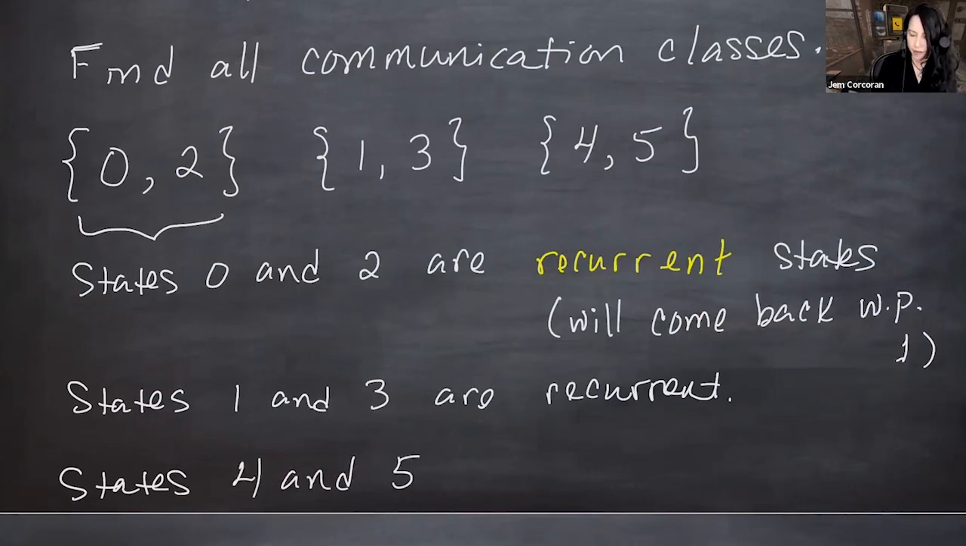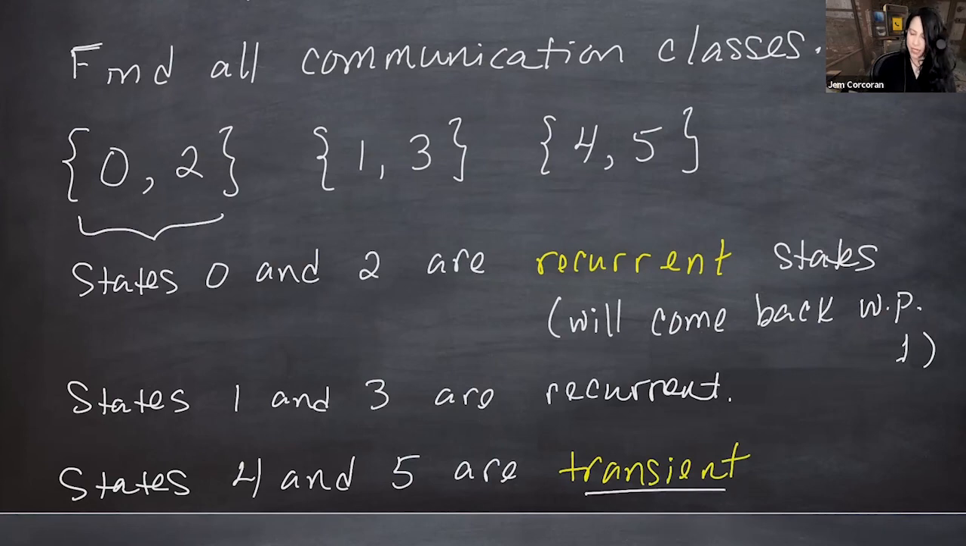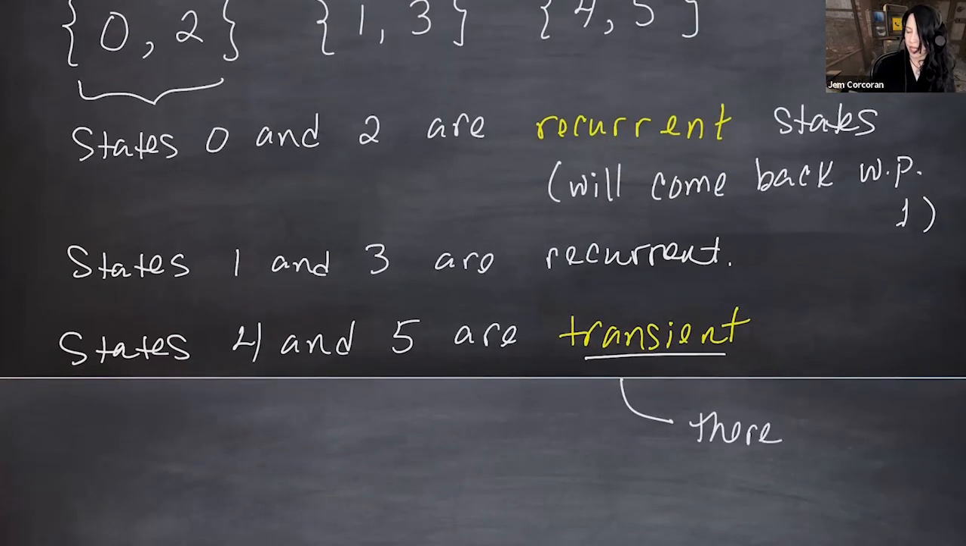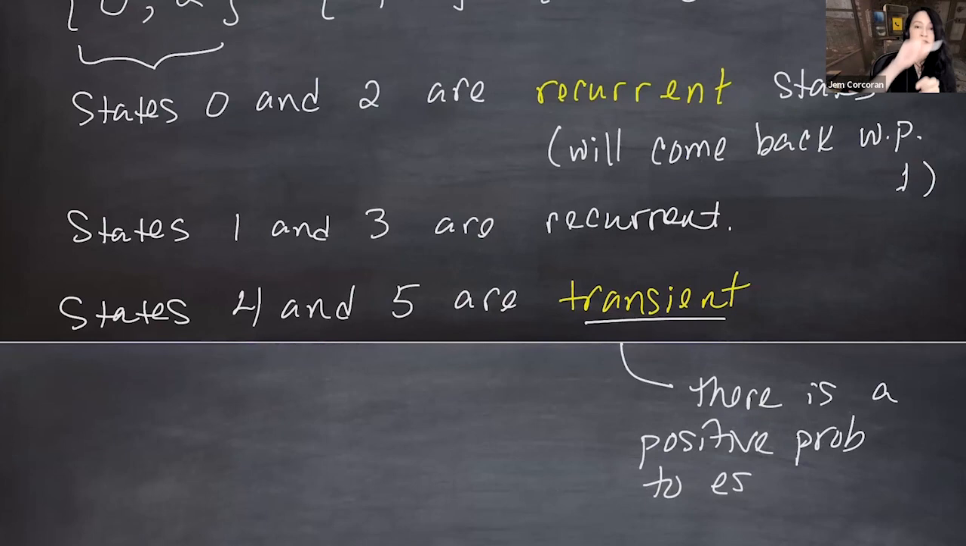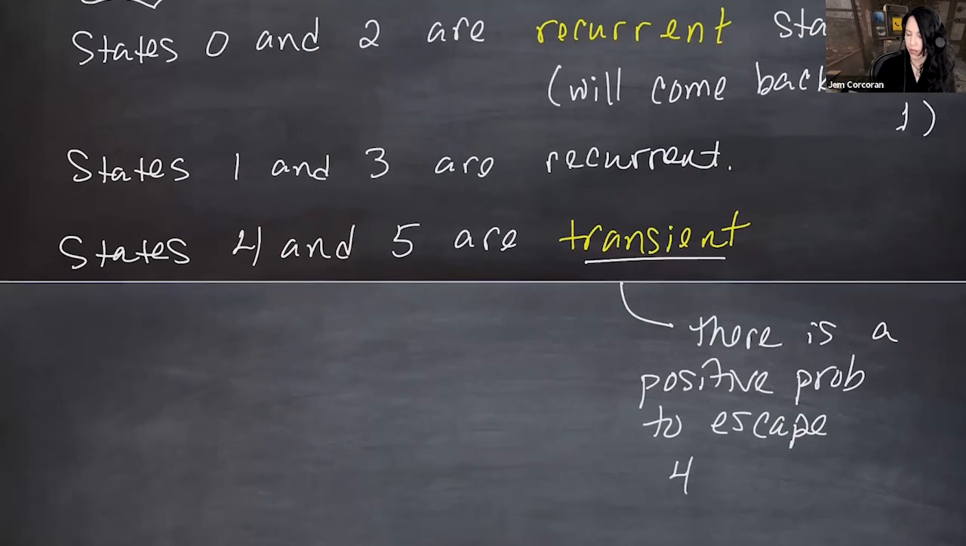So states 4 and 5 are said to be transient states. And a transient state is one where there is a positive probability to escape. So starting from state 4, you may go back to 4, back to 4, over to 5, back to 4, over to 5, 5, 5, 5, 4. You may spin around for a long time in there, but eventually there is an escape. So there is a positive probability to escape 4 and 5, never to return again.